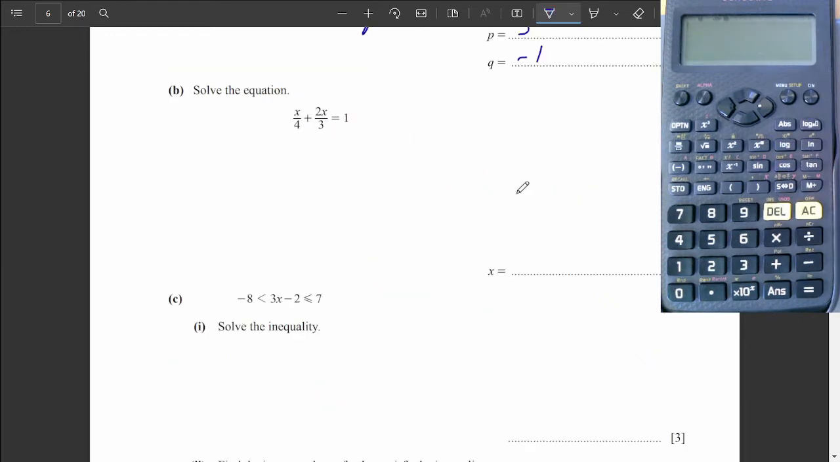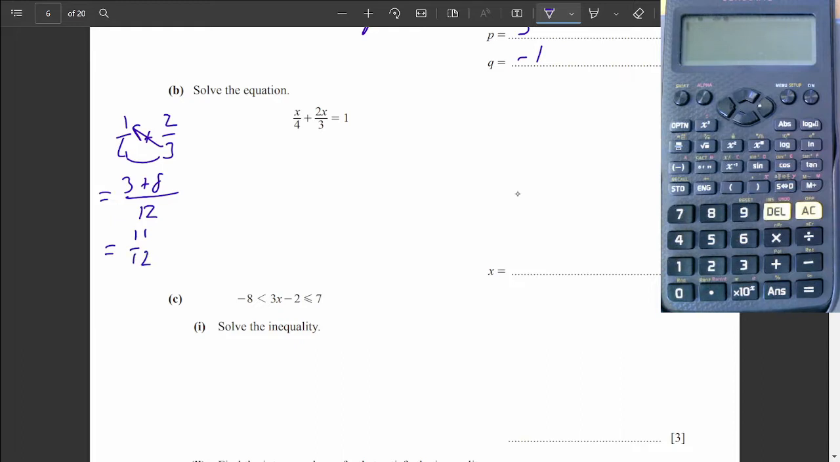Question 4b. First, we need to add these two fractions together. Now remember, if it was basic fractions, let's say it was a quarter plus 2 over 3, there's a smiley face method where we get the same denominator by multiplying the 4 and 3 together, and then multiplying across to make sure we get equivalent fractions. So 3 times 1 is 3, 4 times 2 is 8, and that will give us the right answer.